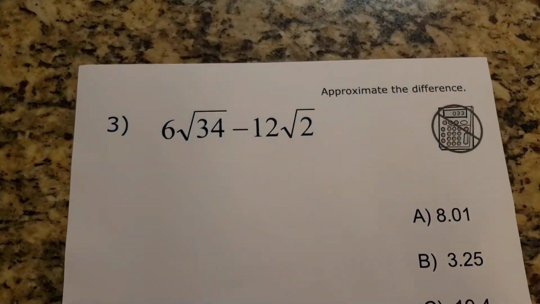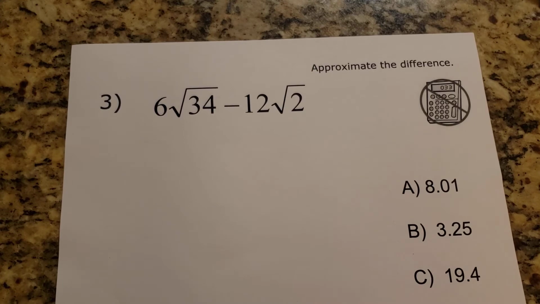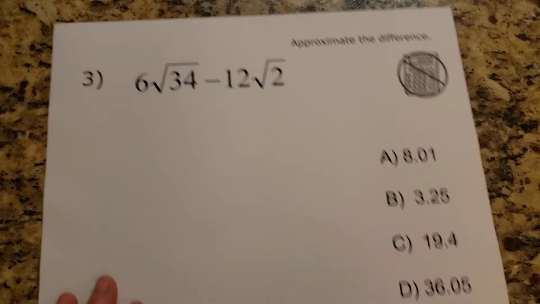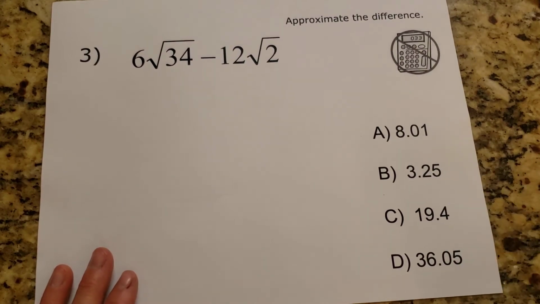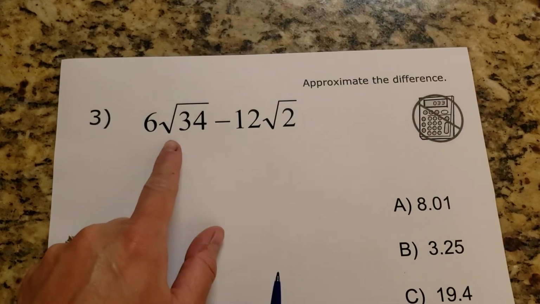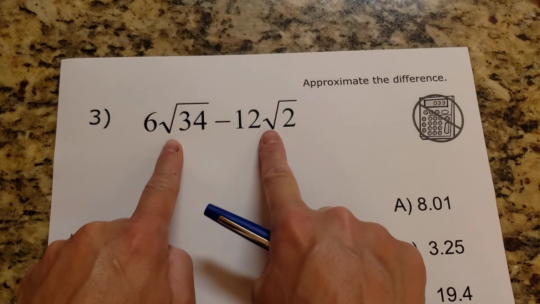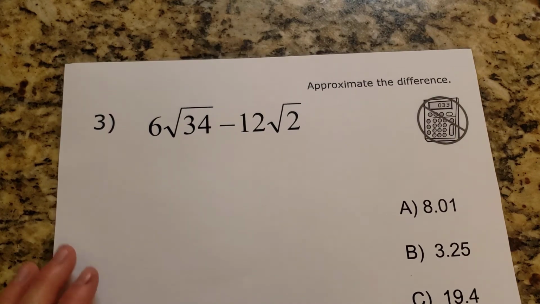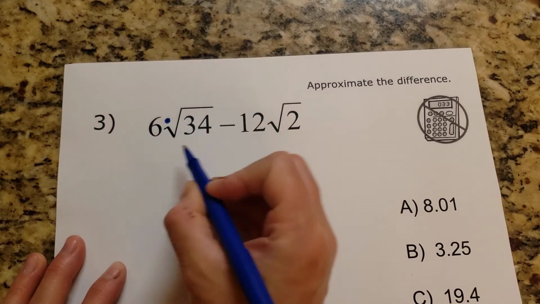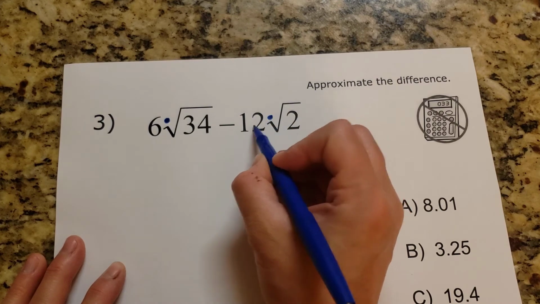Okay, on number 3. It's a little bit more complicated, doesn't it? But still, it's not hard. Here are our answer choices. We want to find the product here and the product here, and then subtract. So I'm going to put a big dot, because that means multiply these two. A big dot, that means multiply these two.